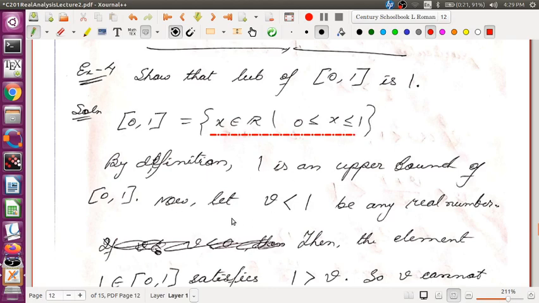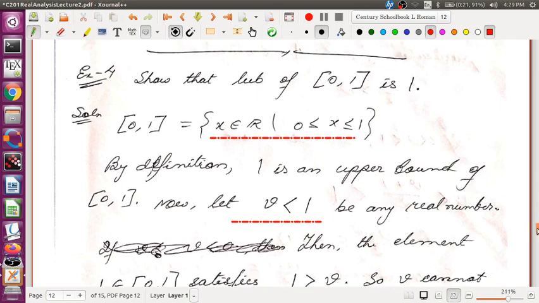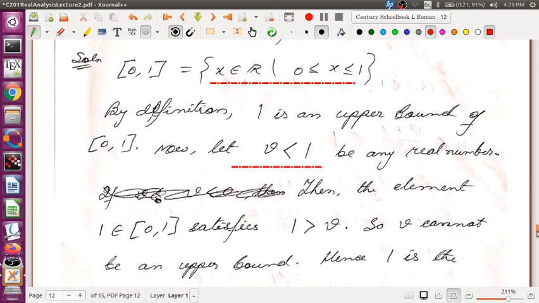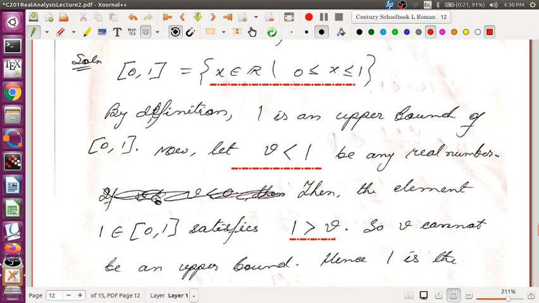So first condition is satisfied. Now let v less than 1 be any real number. What do I have to show? I have to show that v cannot be an upper bound. That means I have to find at least one element inside the set [0, 1] which is strictly greater than v. In this particular case it's very obvious: if v is less than 1, which element x of this set satisfies x greater than v? The element 1 itself. 1 belongs to [0, 1] and satisfies the condition that 1 is strictly greater than v.